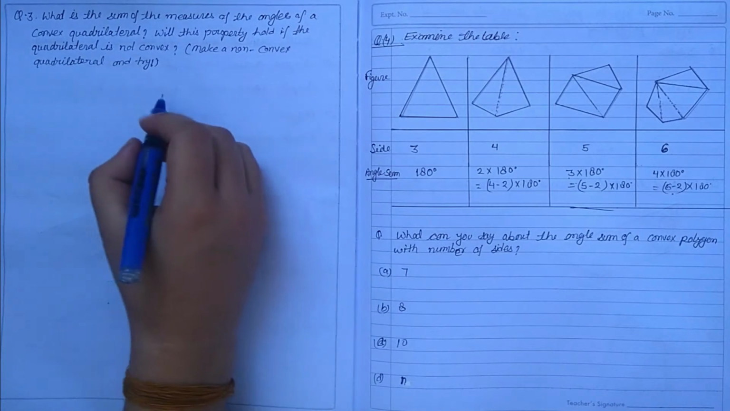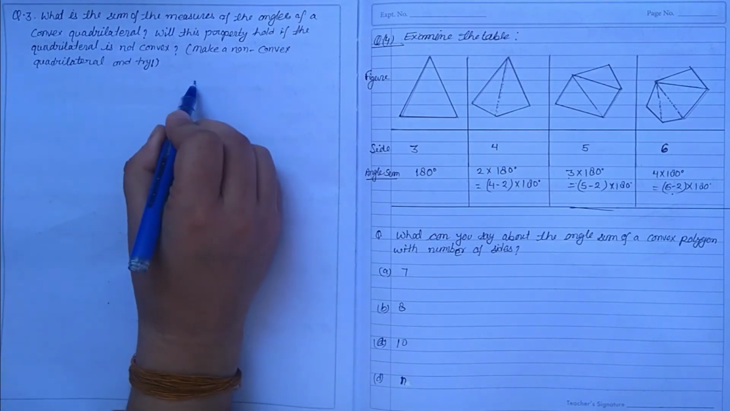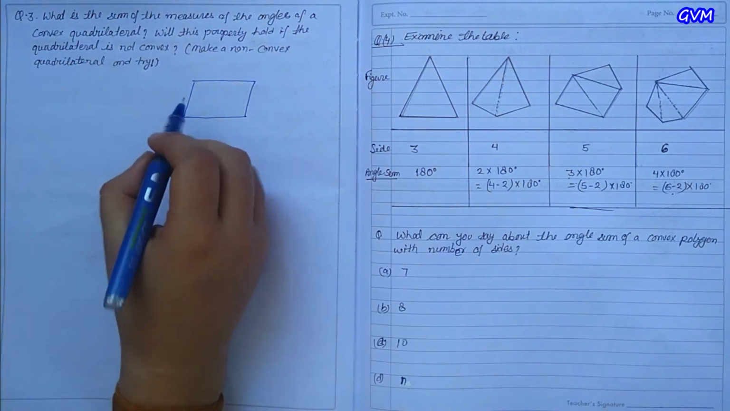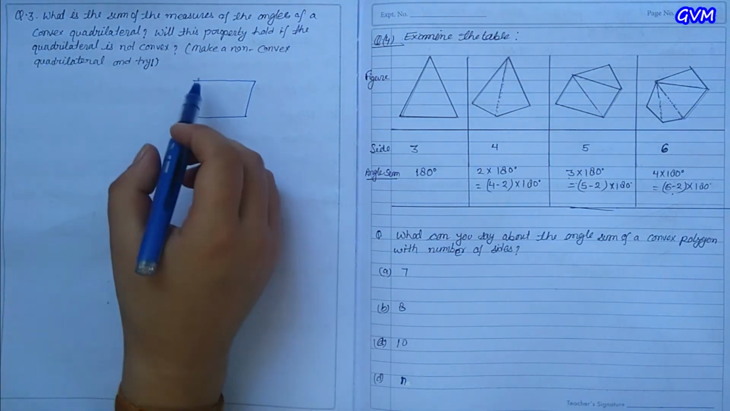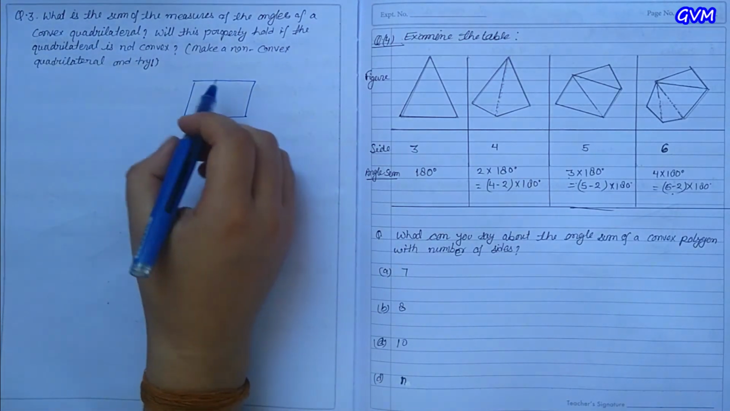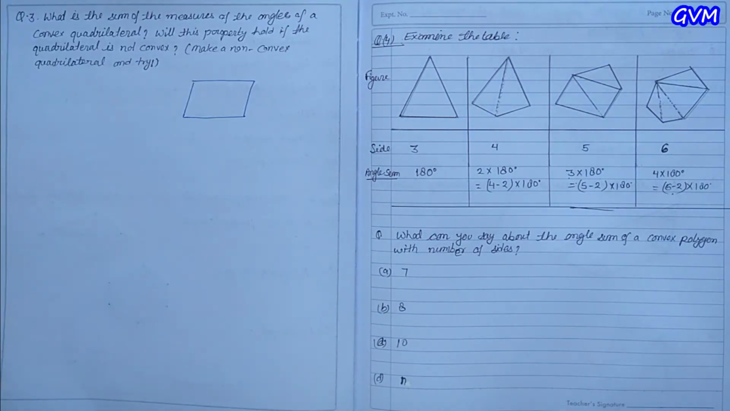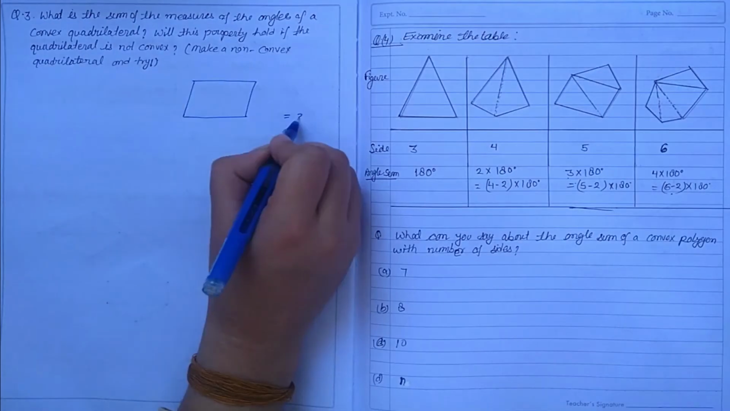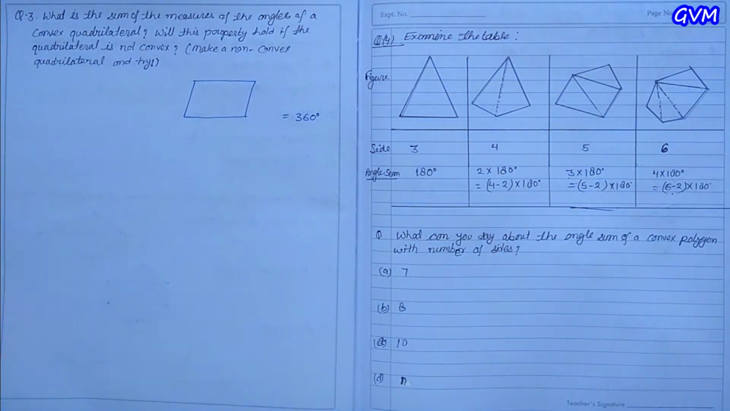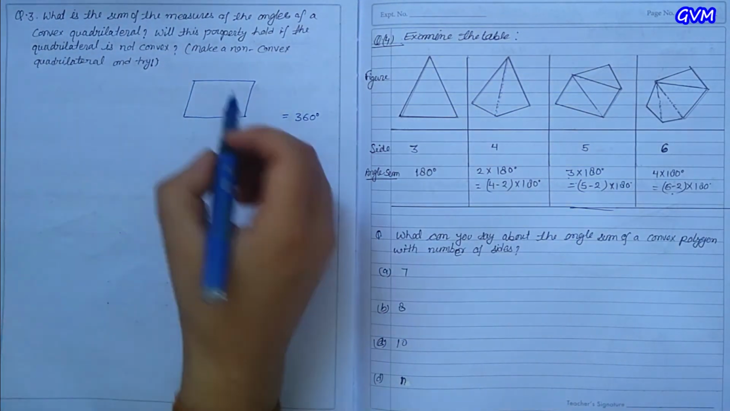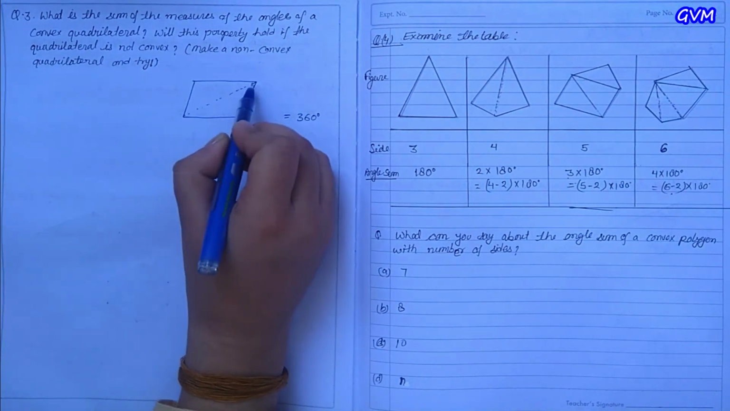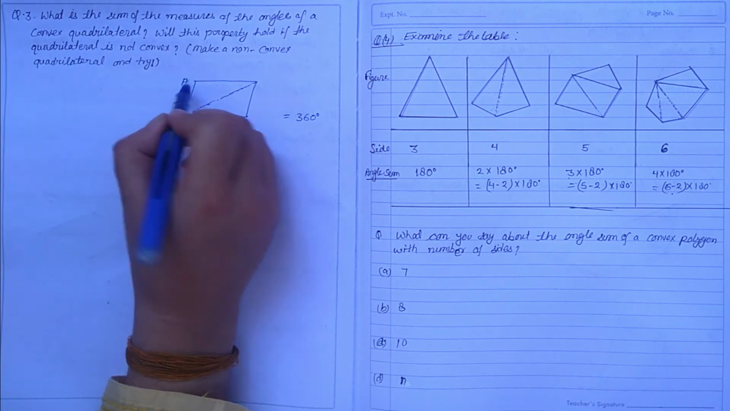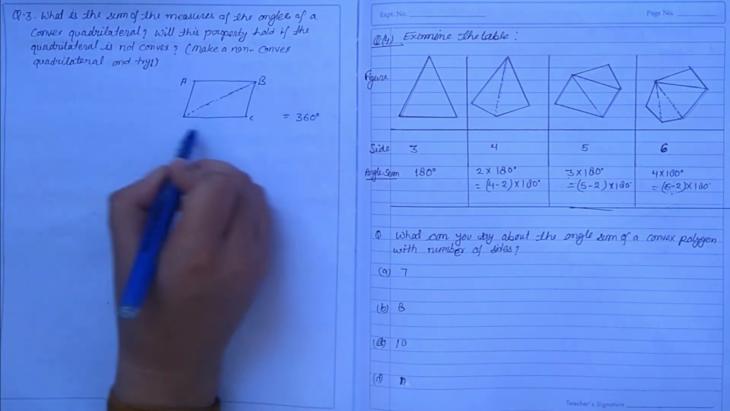So a convex quadrilateral, let's draw a rough figure. Let's say this is a convex quadrilateral and we have to see what the measures of the angles are. Okay, so as we know, in a quadrilateral the sum of all the angles is 360 degrees. Okay, now let's prove it. Draw a line from here to here. Okay, and say that this is A, B, C, D.